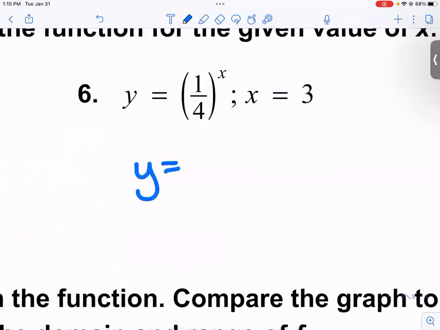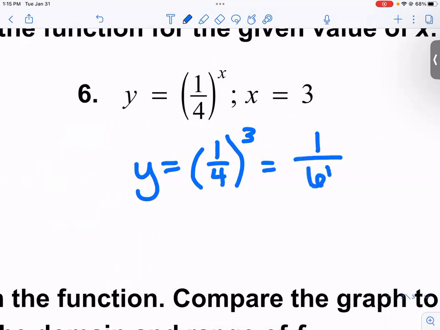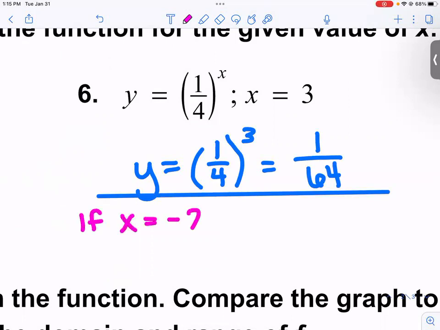Okay, how about this one? We have 1/4 raised to the 3rd power. 1/4 to the x, but they're saying x is 3. So if I have 1/4 to the 3rd power, well, what's 1 to the 3rd power? 1. What's 4 to the 3rd power? What if x was -2?